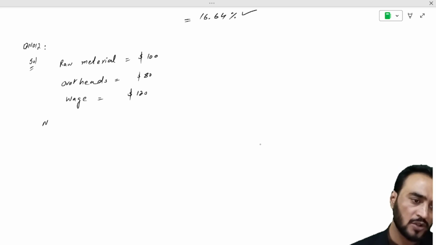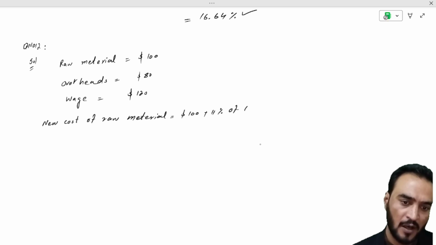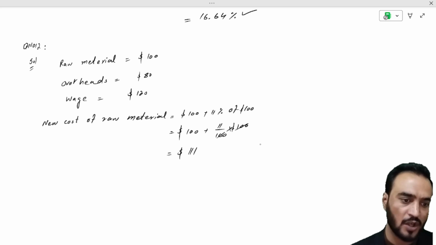So the new cost of raw material is equal to, there is an 11% increase in the cost of raw material. So the original cost is $100 plus 11% of $100, means $100 plus 11 over 100 times $100. So it becomes $111, which is the new cost of raw material.